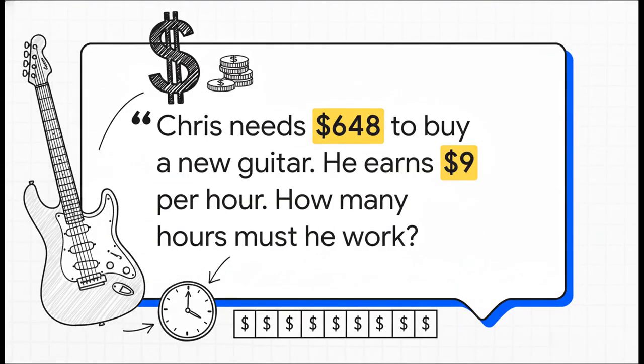Now, let's flip it around. Here, we already know the total. The total is that $648 Chris needs for his new guitar. We also know the value of each item in the group, $9 per hour. What we need to find is the number of groups. In this case, how many hours he has to work. Since we've got the total, we divide.